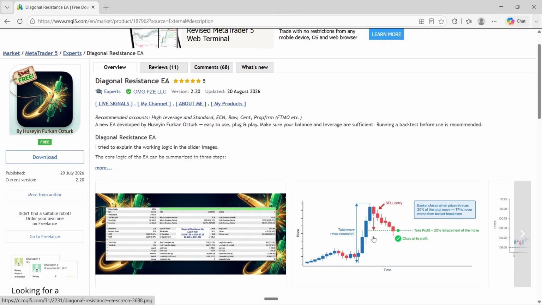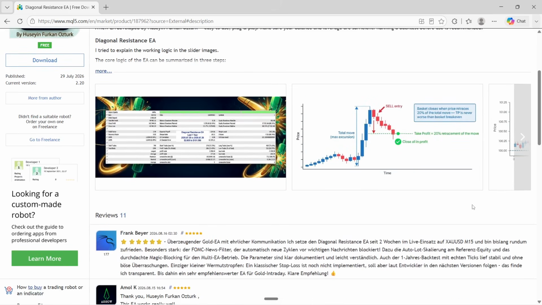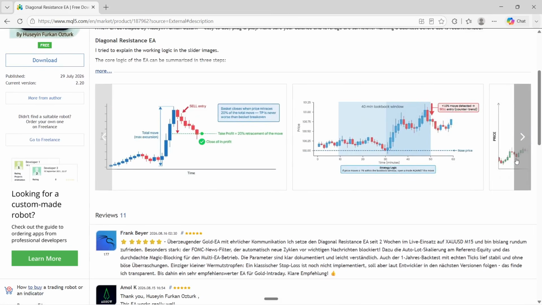Hey everyone, welcome back. Today we are reviewing the diagonal resistance EA for MT4 and MT5. This is a free mean reversion system that fades sharp moves on gold using a restricted equal lot grid. So let's examine the logic carefully.